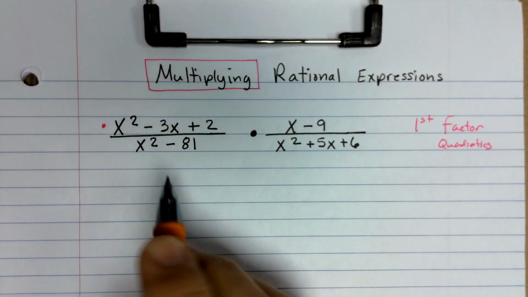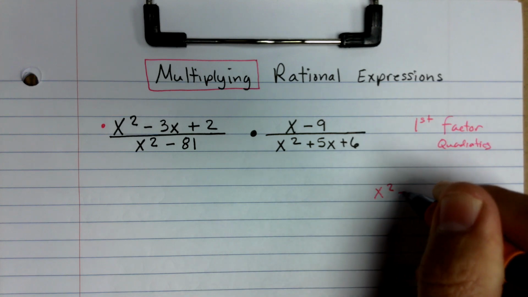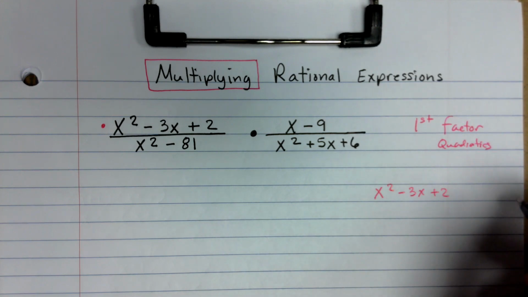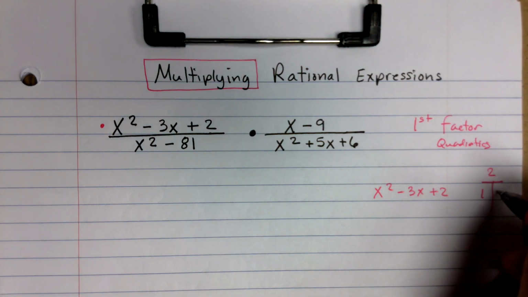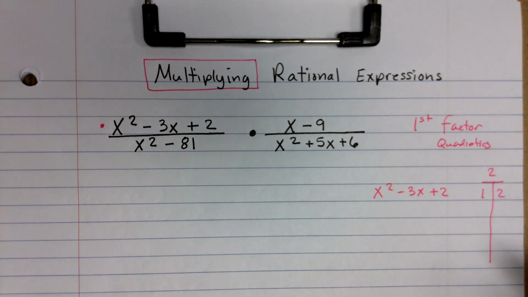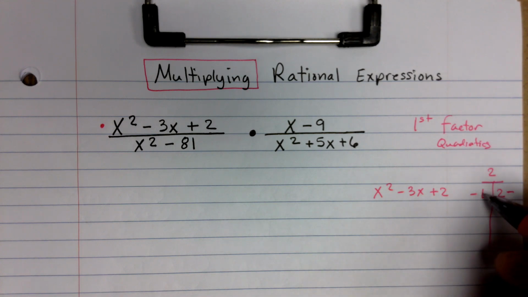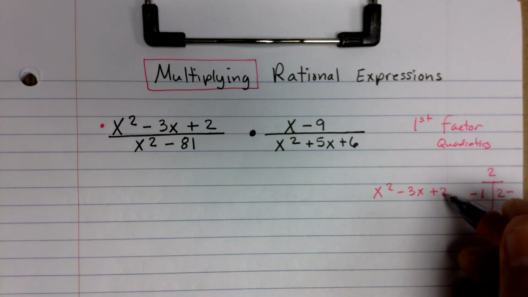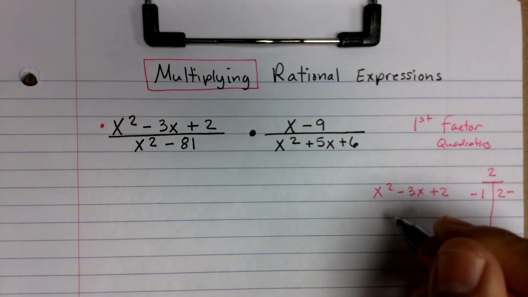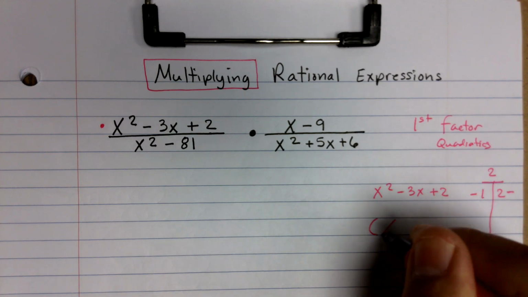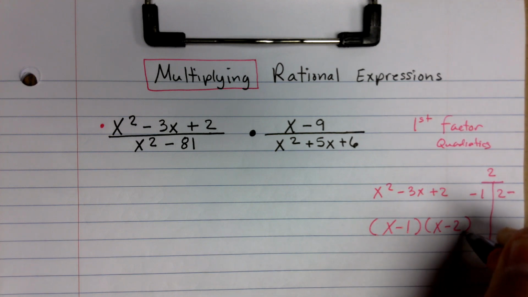I am going to start by factoring this one right here on top in the numerator. And so this is going to be x squared minus 3x plus 2. And so if I go ahead and write my factors for that, my factors for 2 are just 1 and 2. Now notice it is a negative 3, but it's a positive 2. So I know that both of these have to be negative, because negative 1 times negative 2 gives me positive 2, and negative 1 plus negative 2 gives me negative 3. So I'm going to go ahead and write my factors right quick. So this is x minus 1 and x minus 2.